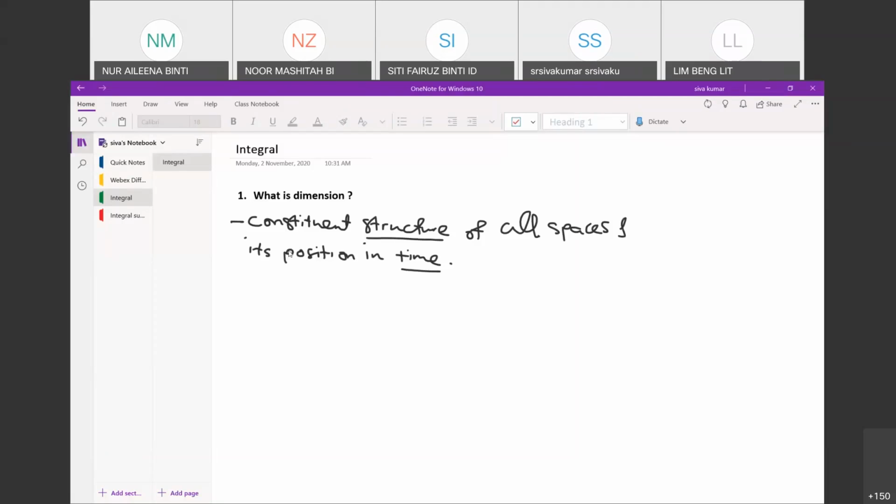Dimension is basically a structure that we can analyze. Basically we can see only one space, but I put here the words all spaces. Do we have many spaces? That is a very interesting question. Those who follow cosmology, advanced physics or particle physics will agree with me: there is not only one space. Basically there is more than one space. That's what I'm going to discuss today: the constituent structure of all spaces and its position in time.